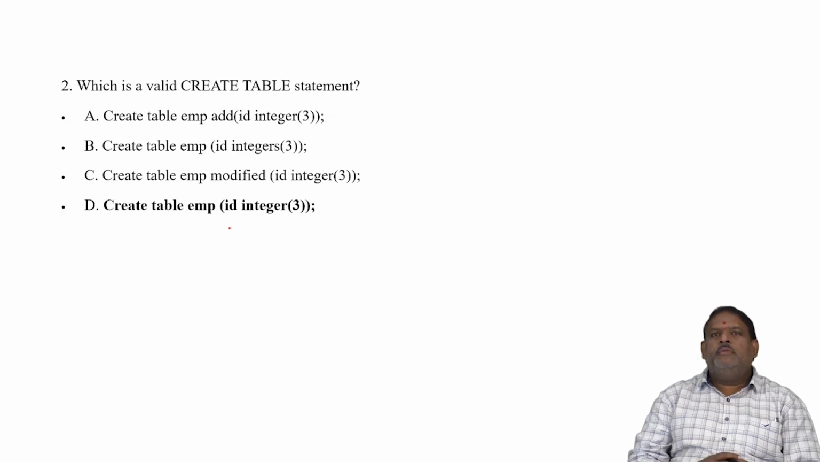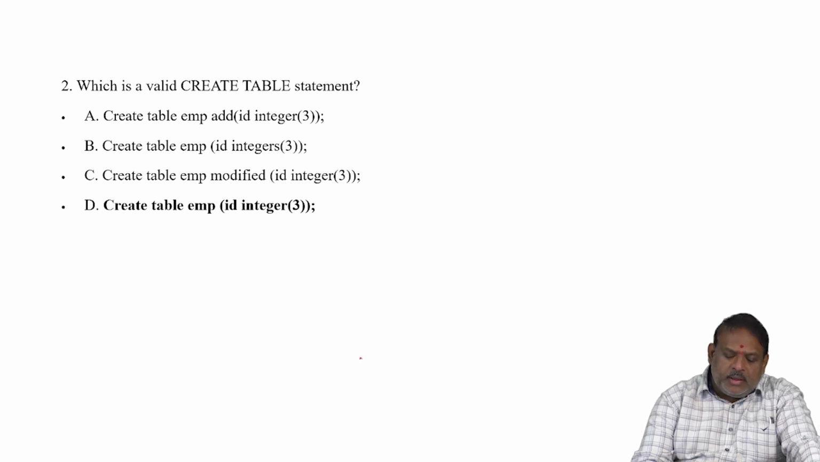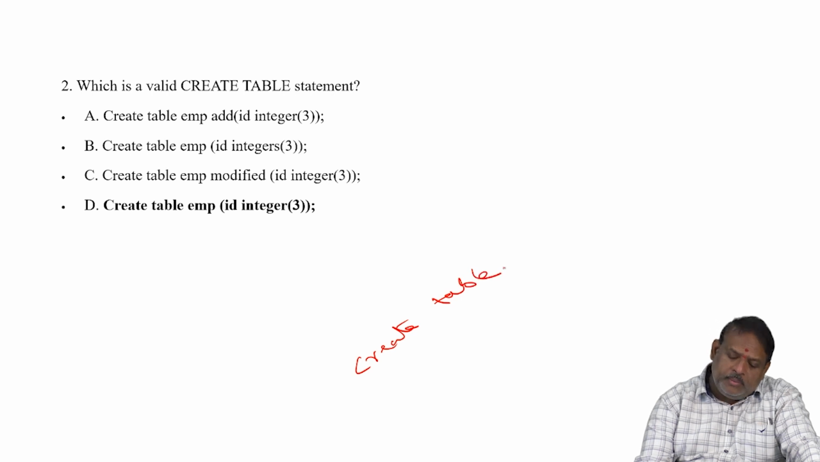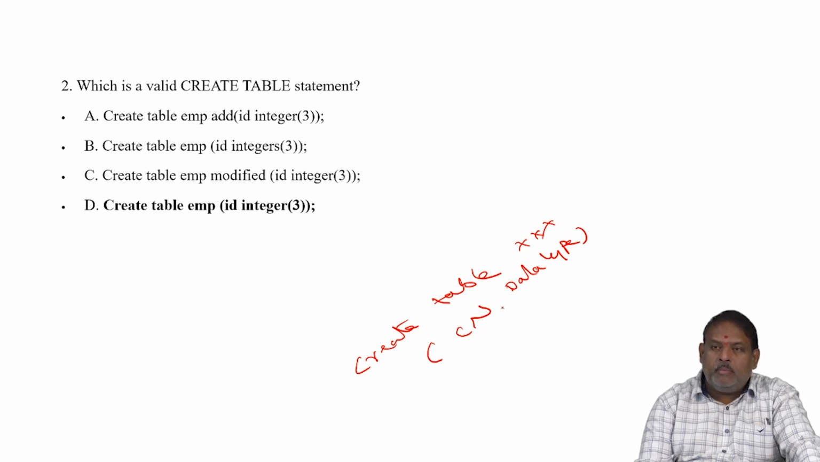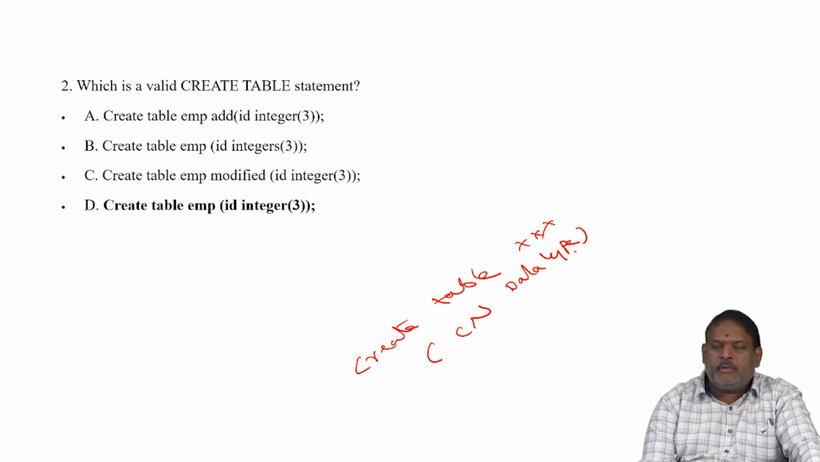Next question. Which is a valid create table statement? So what is the create table syntax? Create table, table name is XYZ. Then you should open brackets, column name, then data type. Column name and the data type. This is the create table syntax. Create table is a keyword, then the name of the table, then brackets open, column name, space, data type, comma, next column, next type.